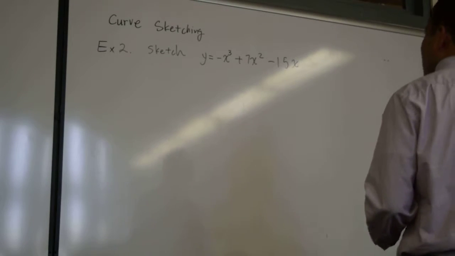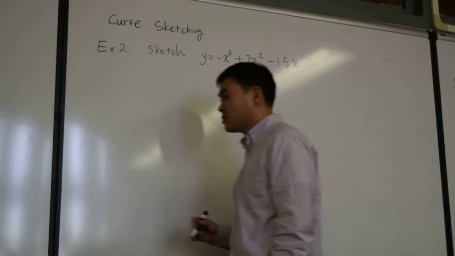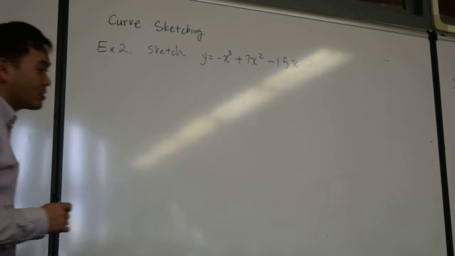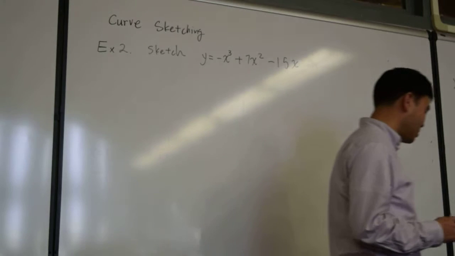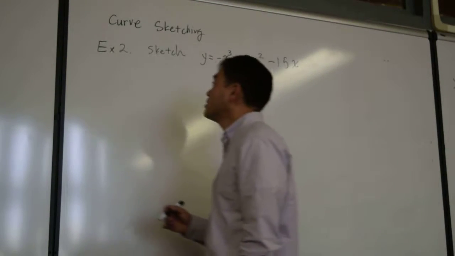Okay, second question. Sketch y equals negative x cubed plus 7x squared minus 15x. And our aim is to not only draw the graph, but also figure out the extrema and also the inflection point. We're going to get exactly one. Let's try this.